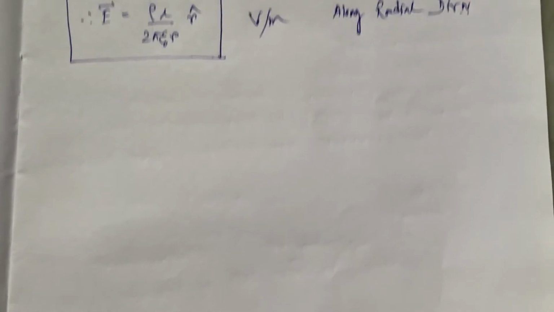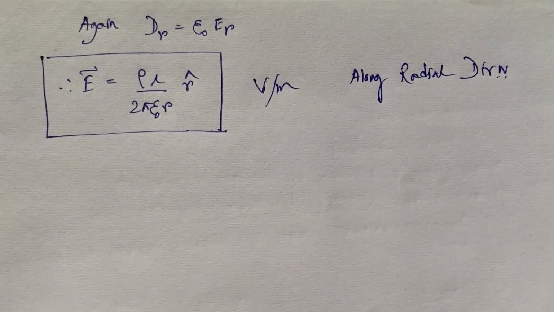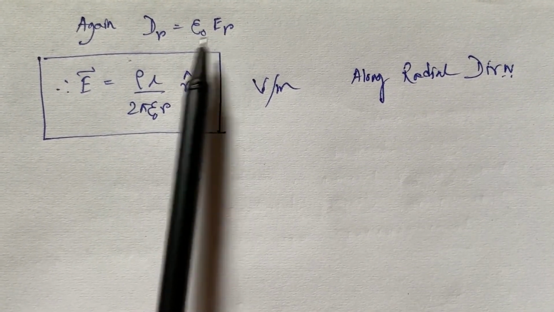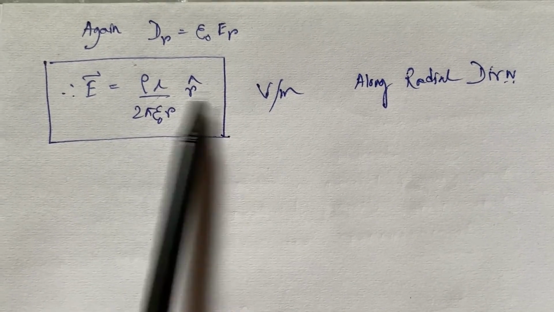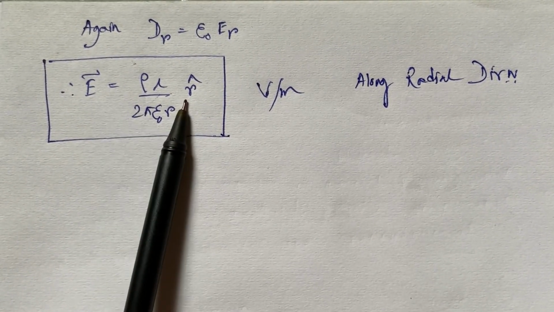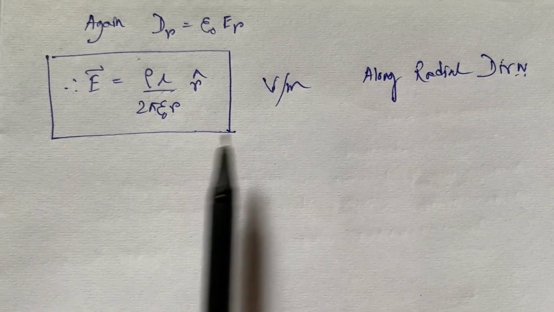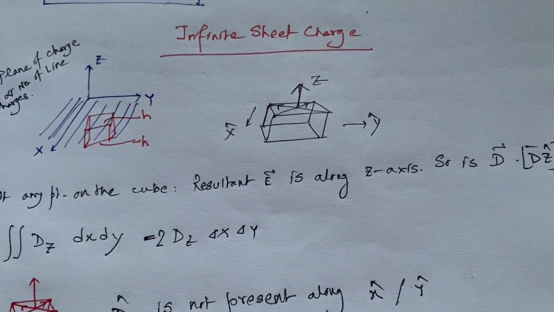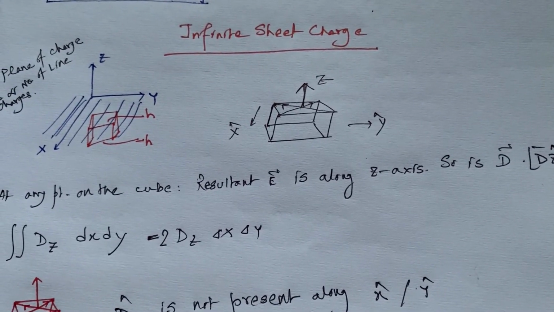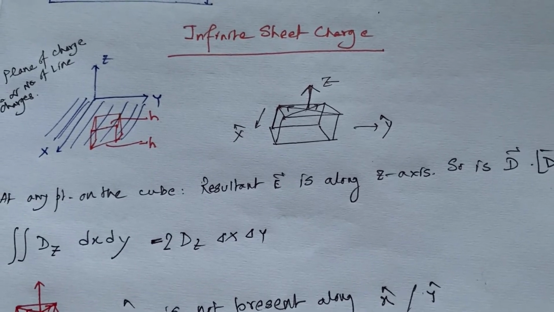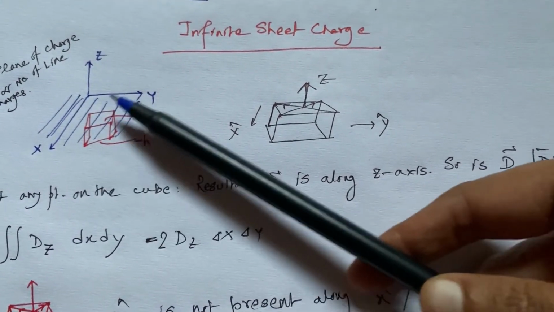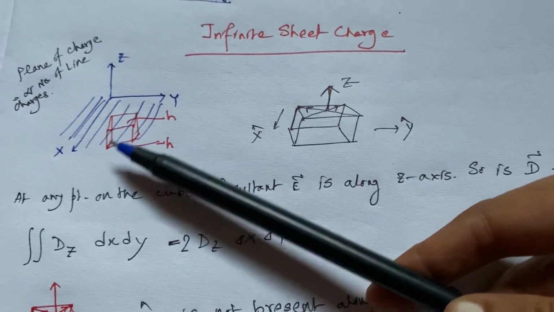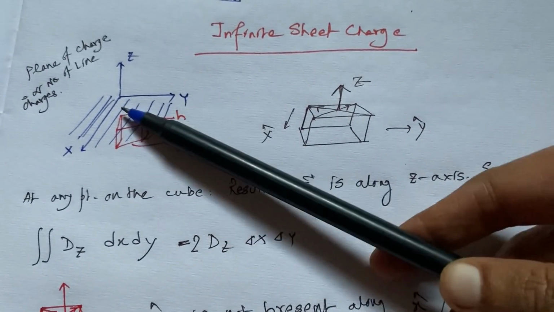And if we assume that it is free space, then the electric field can be written from this relation, and this electric field turns out to be this much volts per meter, and this is along the radial direction. Let us apply Gauss's law for an infinite sheet of charge. Suppose we have a sheet of charge. This is distributed up to infinity and it is lying on this plane.